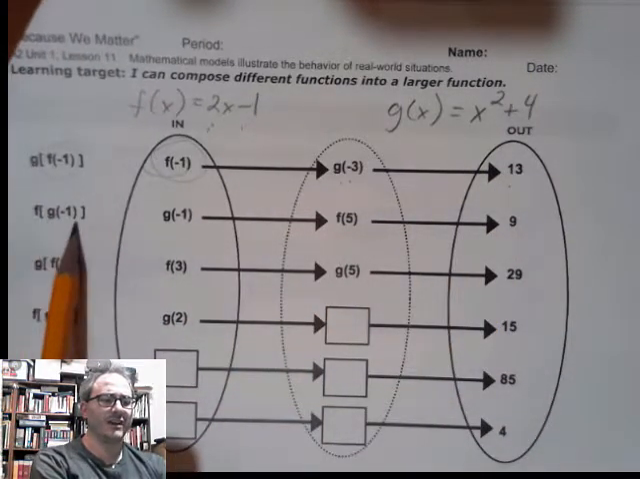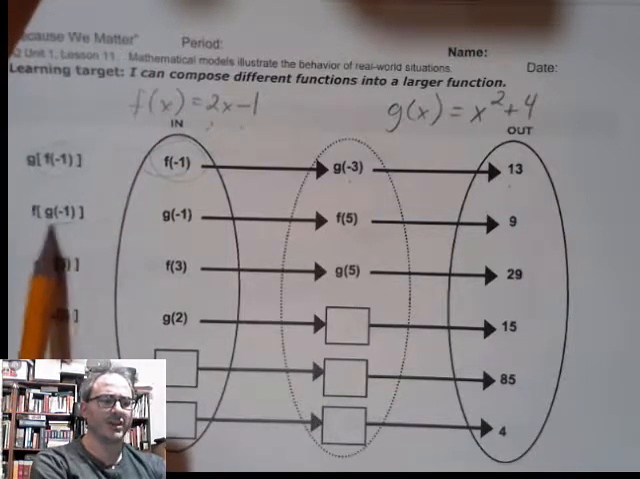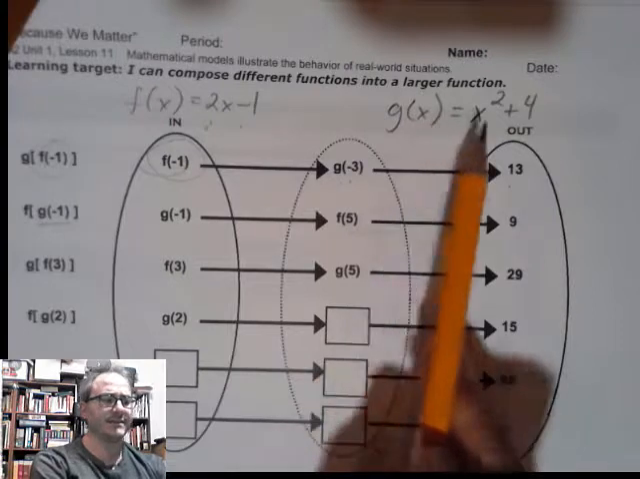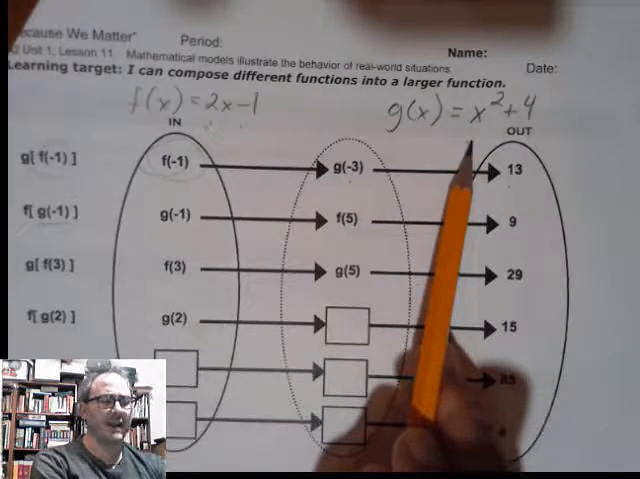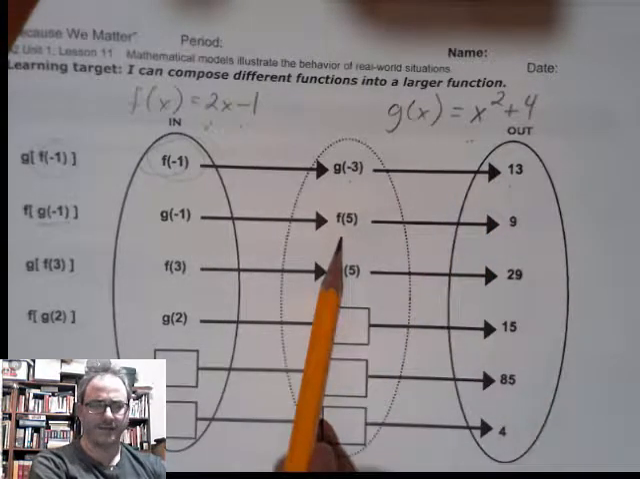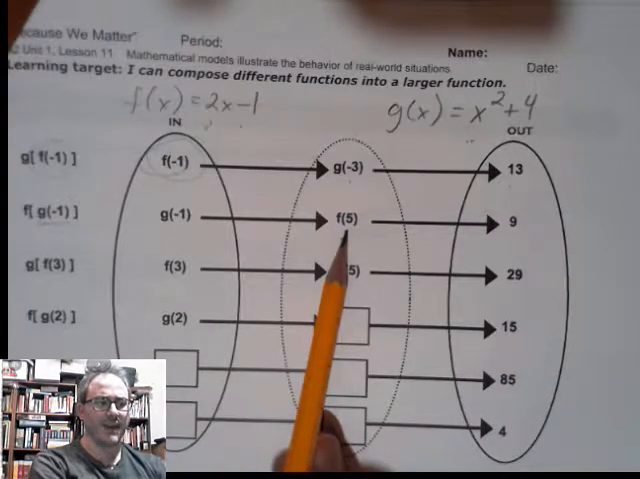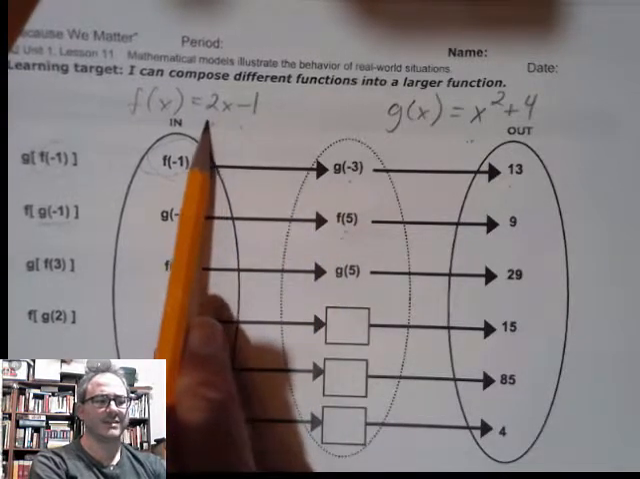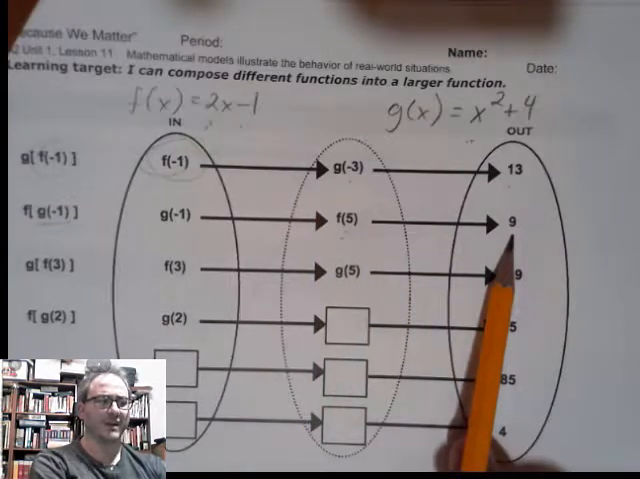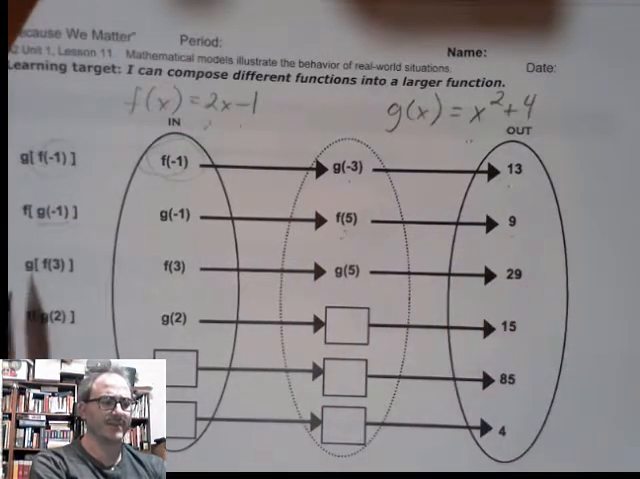We have the f of g of -1 for this next one. So we're going to do the g of -1 first. So we plug -1 into our g of x. -1 times itself is going to be positive 1, since negative times negative is a positive. Positive 1 plus 4 gives us 5. We now plug 5 into the f of x. 5 times 2 is 10. 10 minus 1 is 9. That's our output of this composition of functions.